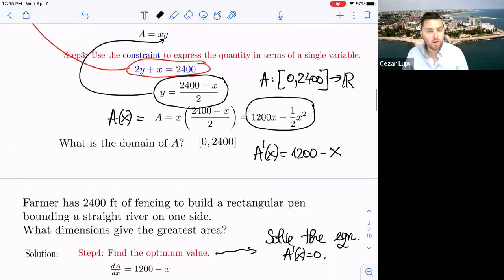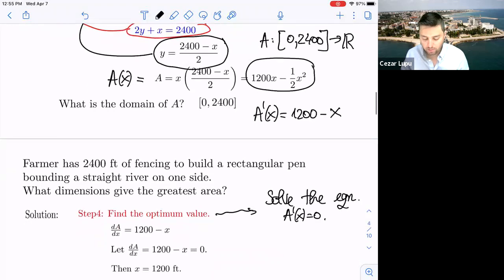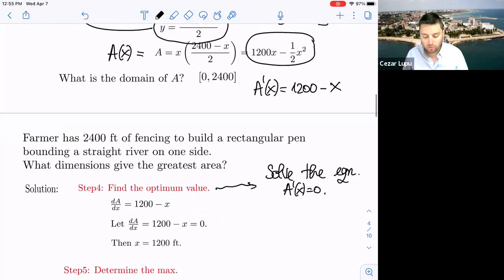As you can see, the derivative of A with respect to x is 1200 minus x. We're going to set it equal to 0. And I think this is quite clear. It will give you x to be 1200, right? And now the last step, what we need to do is determine the max, right? So how are we going to determine the max? Well, I want you to tell me. So this is the critical number.